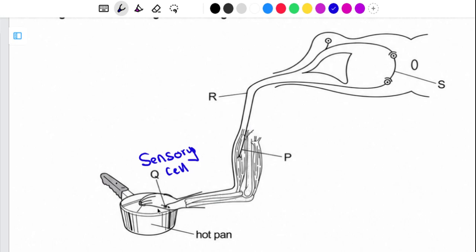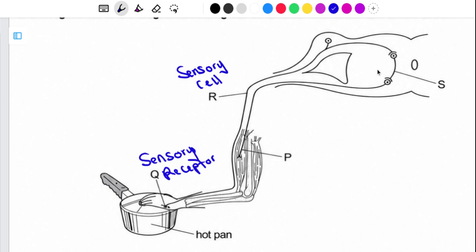And on this part here for Q, we have the receptor, which is the sensory receptor. So let me correct that one. Here we have the sensory receptor. Then this arrow is the sensory cell. Then this is the spinal cord.